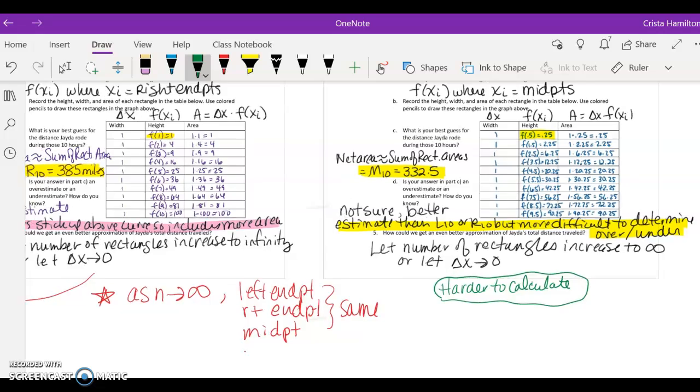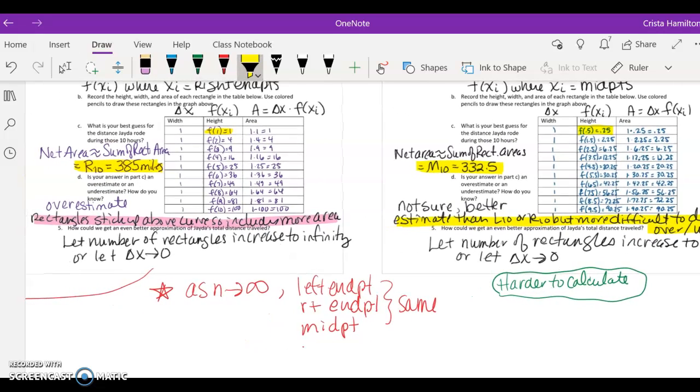And in the end, let's remind ourselves what we just said here. As n goes to infinity, all of these points are going to collapse and be the same anyway. So why do I want to do a harder calculation in the beginning when I can just use one of the easier ones and then apply the limiting process and end up with a good estimate?